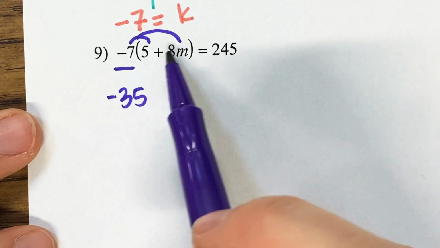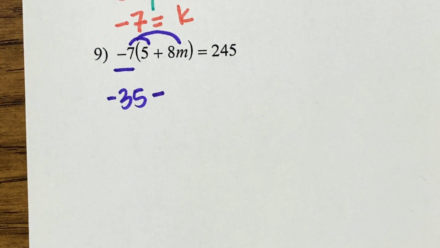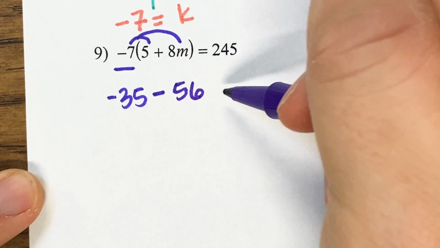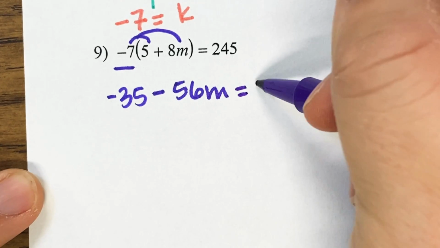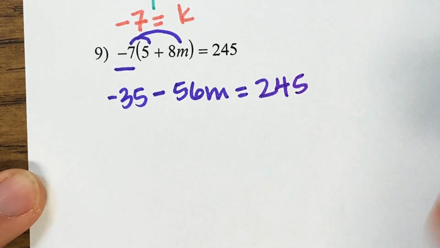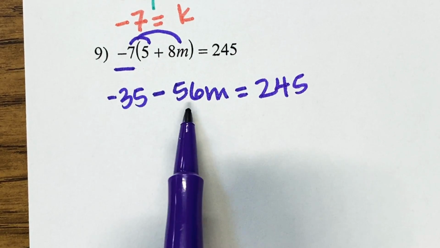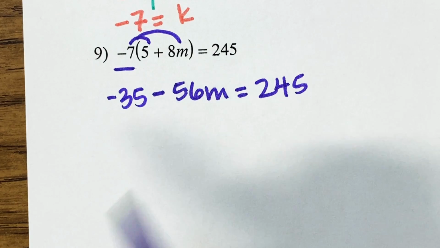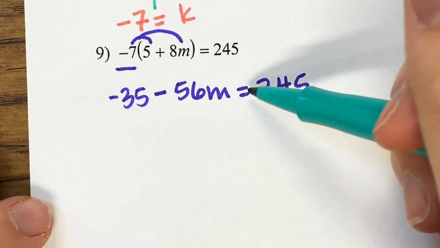So again, negative times a positive is going to give me a negative. 7 times 8 is going to give me 56. And then with the 1m, negative 56m. So we got rid of our parentheses. Let's check. Do we need to combine like terms? Are negative 35 and negative 56m like terms? Nope. So there's nothing we need to combine, so we can go ahead and start solving it.